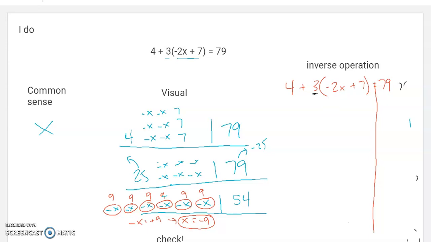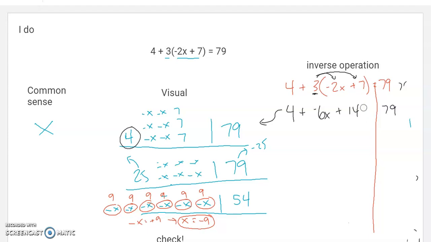I'm going to do distributive property first to simplify this side. So I'm still going to have the 4 plus 3 times negative 2x is negative 6x. 3 times 7 is 14 equals 79. Please notice that's exactly what we already did in our first step on the drawing strategy. 4, 4. Oh, I'm sorry.